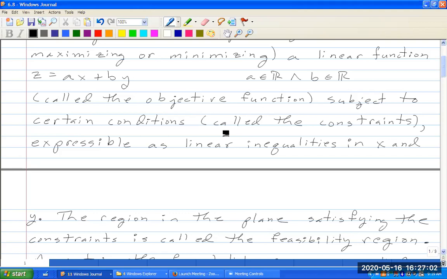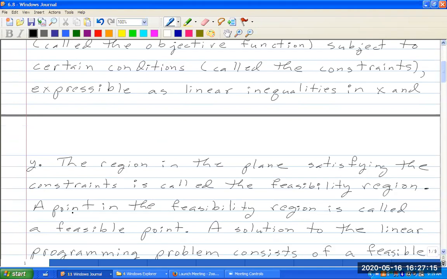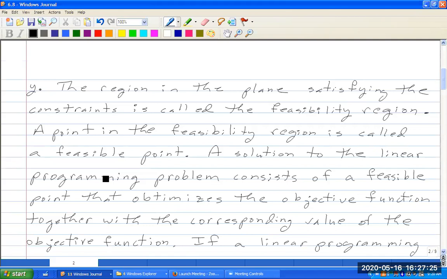These constraints are expressible as linear inequalities in x and y. The region in the plane satisfying the constraints is called the feasibility region. A point in the feasibility region is called a feasible point. A solution to the linear programming problem consists of a feasible point that optimizes the objective function together with the corresponding value of the objective function.